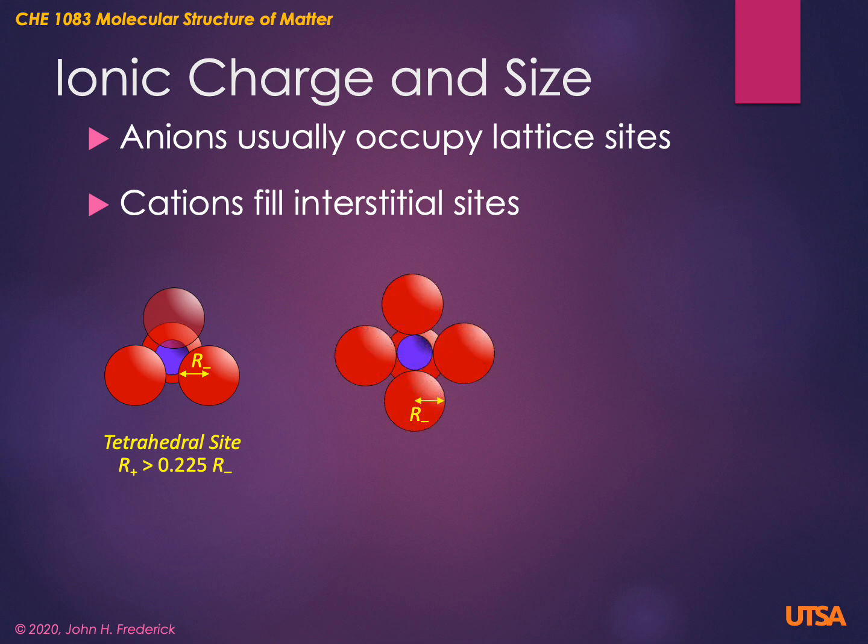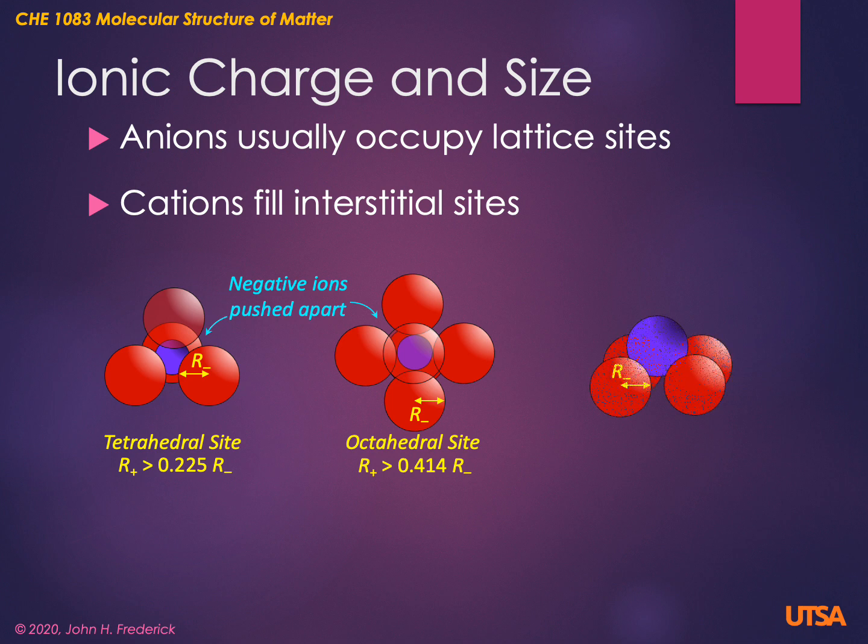When we look at an octahedral site, so this has 5 of the atoms in the octahedral site, we'll add a sixth one on top. The cation in the middle must be a little bit larger than the size of that interstitial octahedral site, so it's going to be larger than 0.414 of the radius of the negative ions. So here we are showing that the negative ions are actually pushed a little bit apart. That leads to a little bit more stable structure because there are repulsive forces between them.